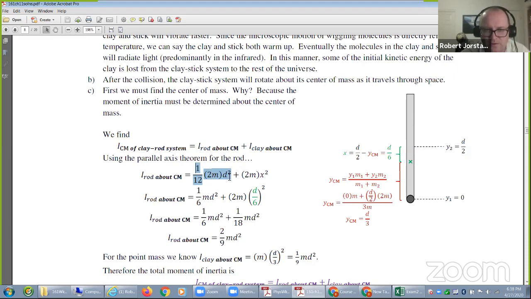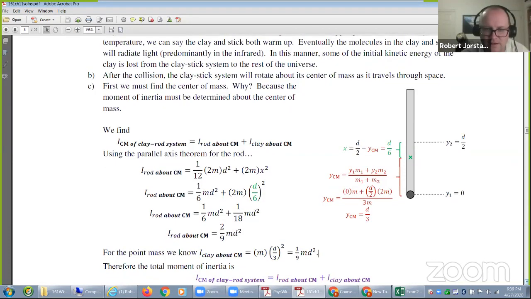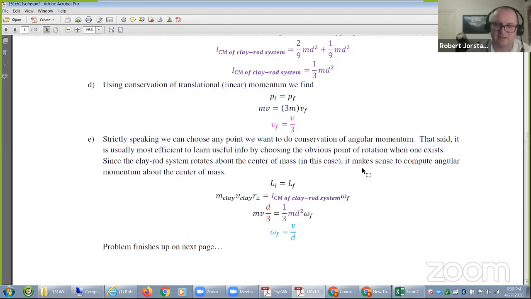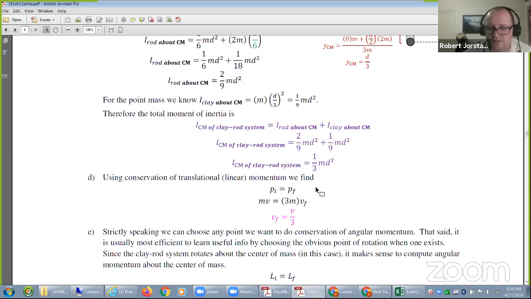The rod is a one, there it is, and then you have to remember to add in this parallel axis theorem, parallel axis theorem. And then, okay, that's good. And then notice for the point mass, that's pretty straightforward. When you add it all together, you get 3/9, which is 1/3. It's crazy. Let's just check this out.